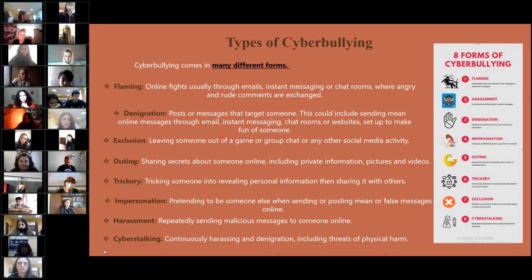3. Exclusion. Exclusion can happen in several ways, usually when someone is excluded from online activities, conversation, or social media. 4. Outing. Outing is the act of publicly humiliating someone through the online posting of private or embarrassing information without consent. 5. Trickery. Trickery involves gaining someone's trust so that secrets can be shared publicly online.